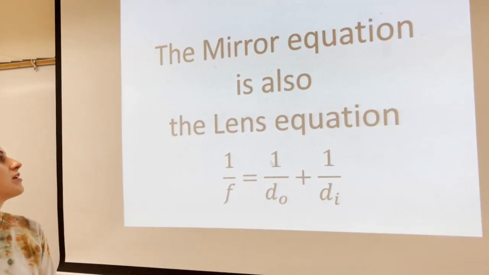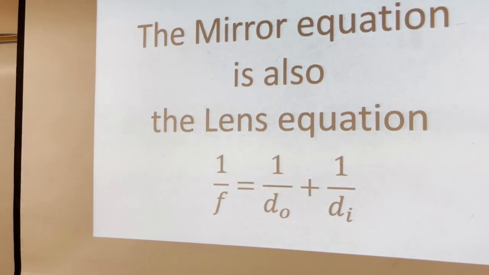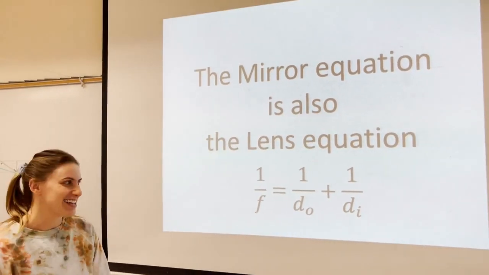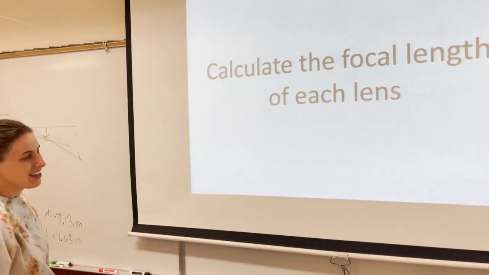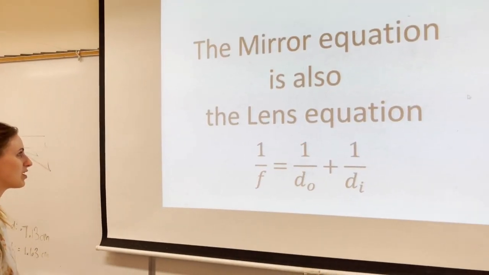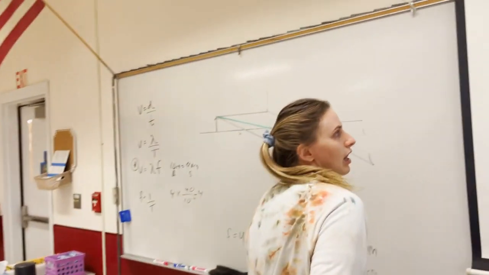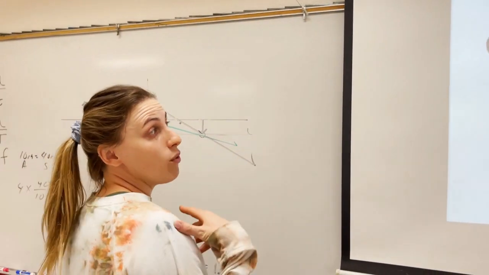The mirror equation is also the lens equation. We talked about this yesterday. It's not that surprising, but that's a nice thing. So we can use that to calculate the focal length of each lens. You've done 3 of them now. We've only done 1.